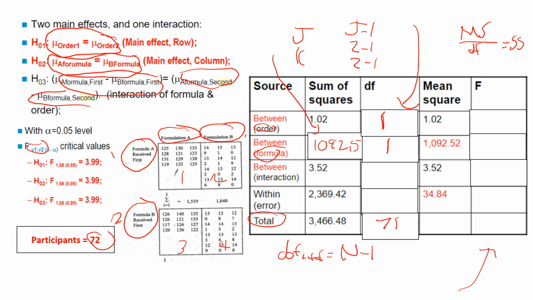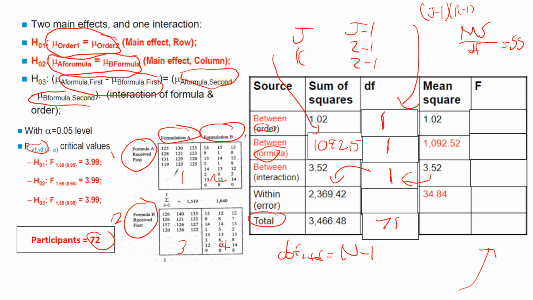The interaction effect: the degrees of freedom you actually solve for is j minus 1 times k minus 1, which in this case is also just 1. Again, a similar thing applies: if you have your degrees of freedom, you can multiply that through, or divide this by this to get this. If we don't have it, in this case I just gave it to make life a little bit easier.